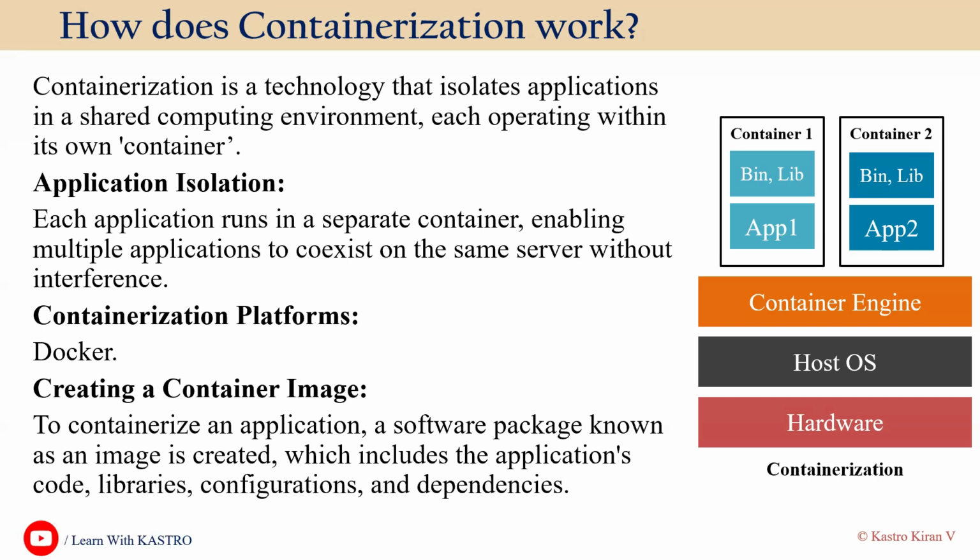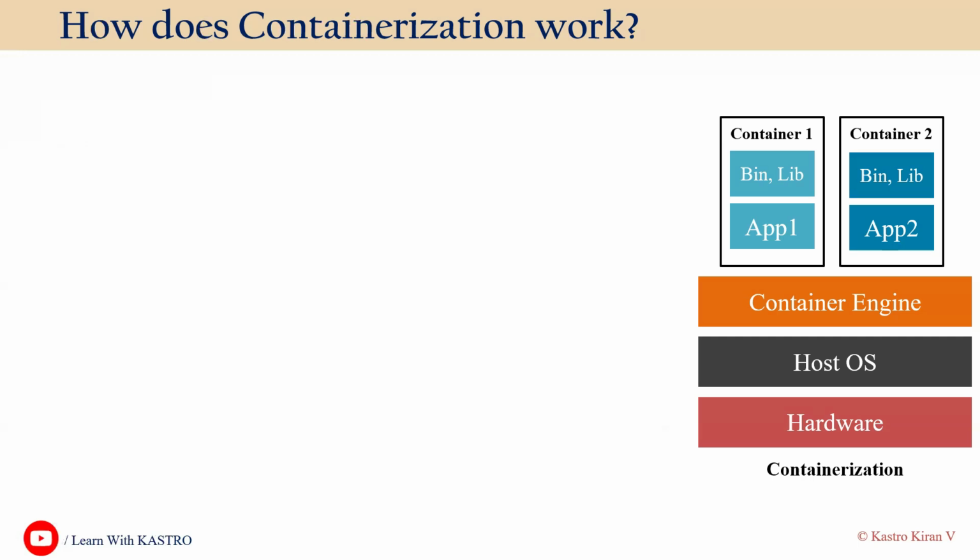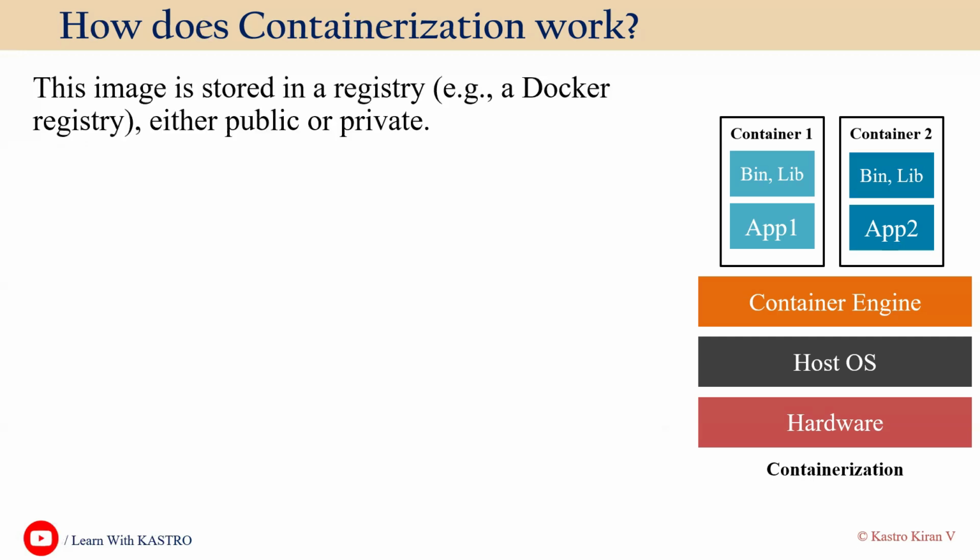Now, once you get the Docker image, what is the next step? This Docker image, we are going to store in a public repository or a private repository. But here, public or private repository doesn't mean our GitHub account. For Docker, we have a separate registry, which is known as a Docker registry. Usually, Docker registry is a public registry, or a public platform.